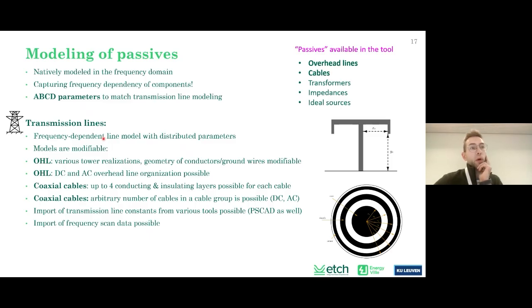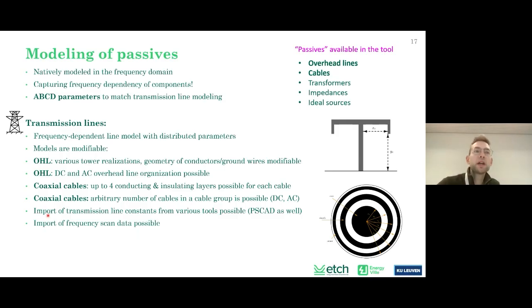For the cables, we do a coaxial modeling of the cables. So the cables we are modeling are all coaxial cables so far. And we can go up to 4 conducting layers and 4 insulating layers for the cables, which means we can even model offshore cables, which usually have 3 conducting layers and 3 insulating layers, 1 additional layer for the armoring. And then you can group N cables into a cable group. So you can model a DC cable system, you can model an AC cable system.